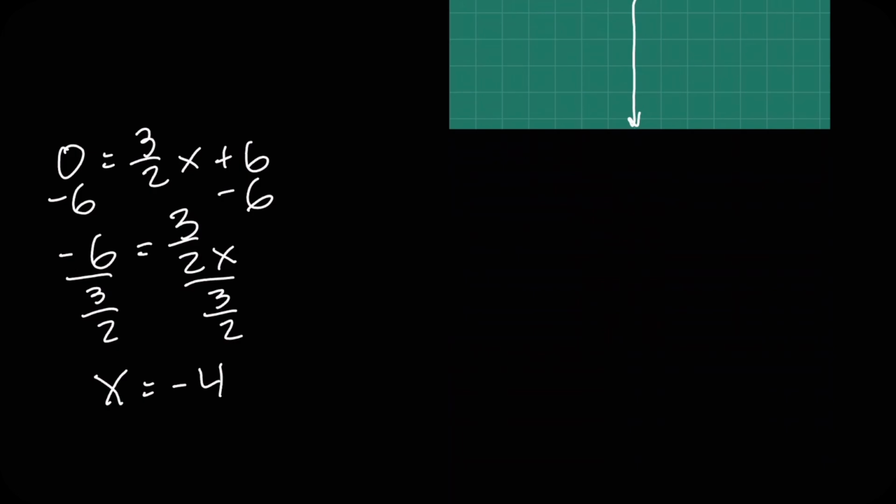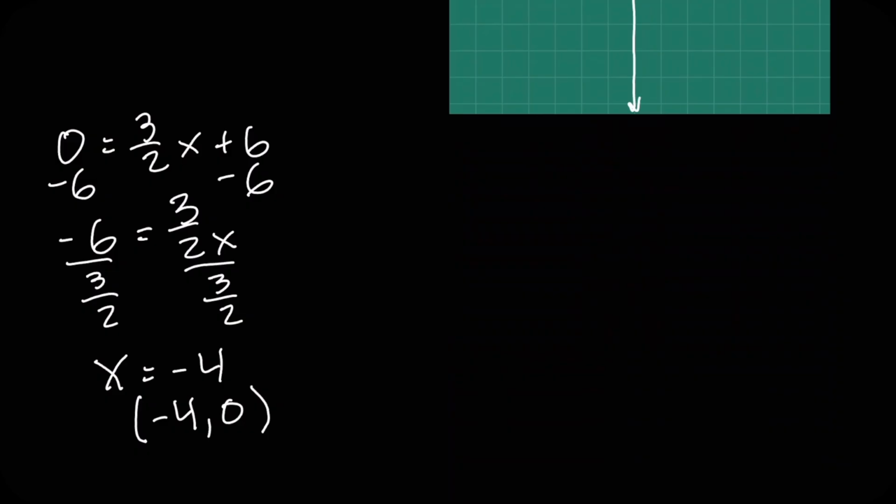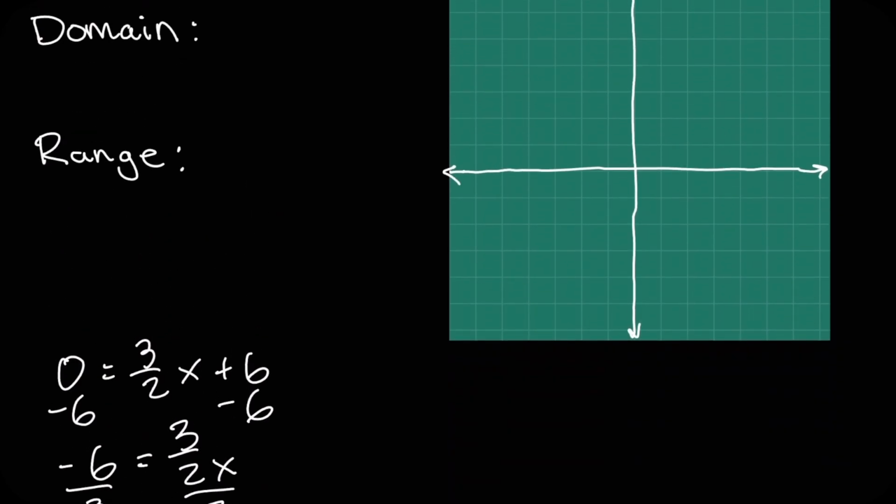We know that that's going to be our x-intercept. So our y value is going to be 0 in that case. So for that point, we're going to have x is equal to -4, 0. So that's one point we can go ahead and plot on our line. We have -4, 0. So 1, 2, 3, 4. We can go ahead and fill in our point right there.